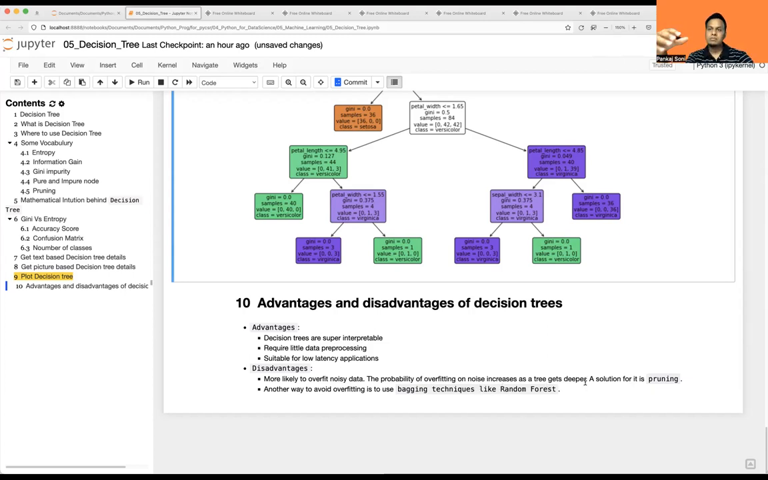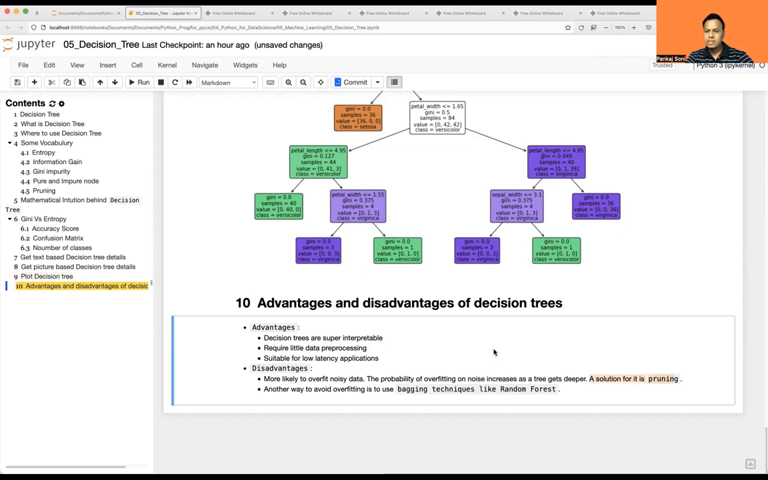Right now this data set is very small, but the moment you have a very large data set, it is going to add a lot of noise. A lot of branches will be there, and that will add a lot of noise in the data. And the solution is pruning. Pruning is basically removing the branches which are not going to add much value, like we do in feature engineering, where we don't take the features which are not going to add value. Similarly here we may remove some of the nodes or branches which are not adding much value. Another way to avoid overfitting is to use bagging techniques like random forest, which I'll cover in the next video.